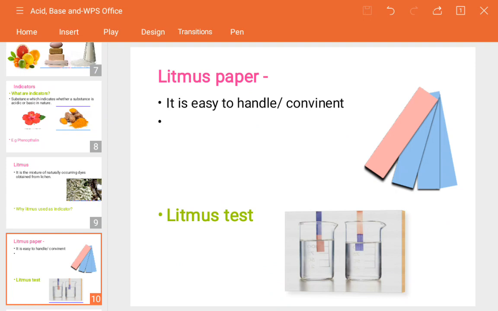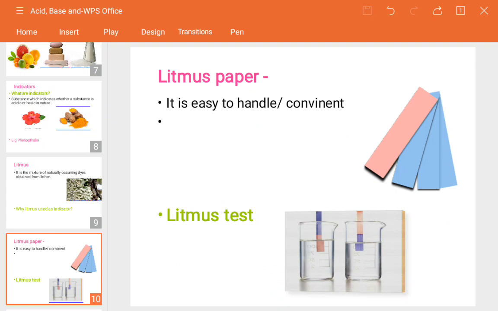If the substance is basic, you can use a red litmus paper, and the red litmus paper will be converted to blue. If you dip the red litmus paper into an acidic solution, it will remain as it is. These are the changes that happen. That's why, to specify, we use red and blue litmus paper.